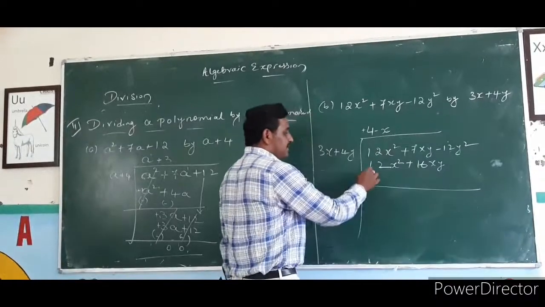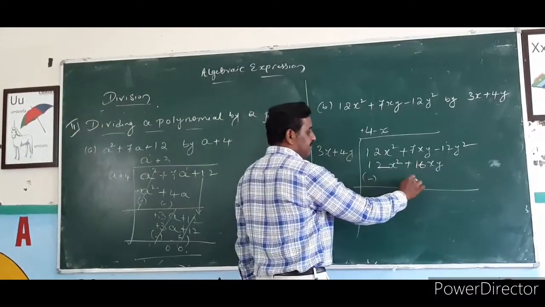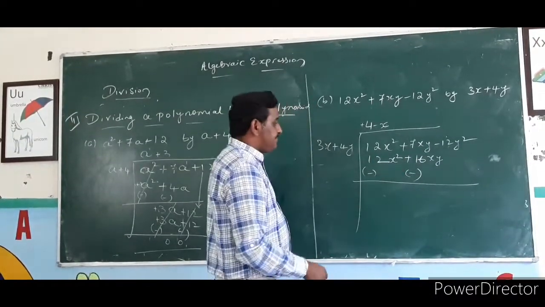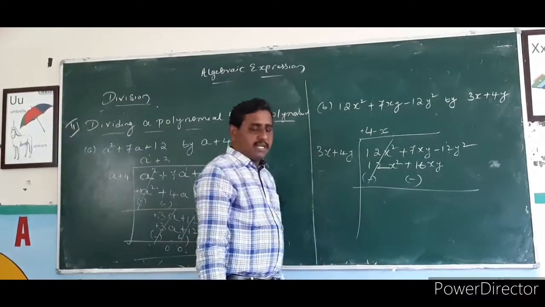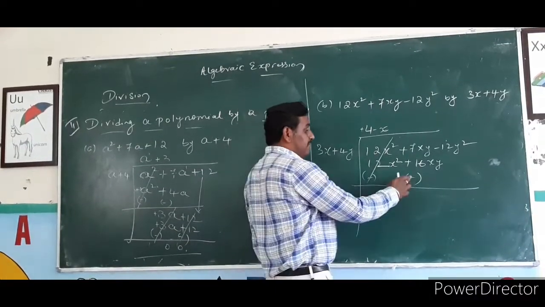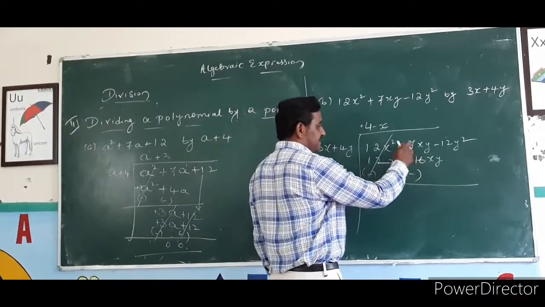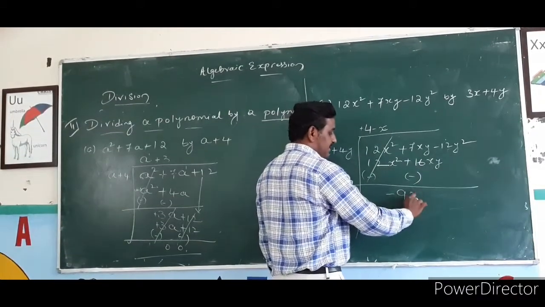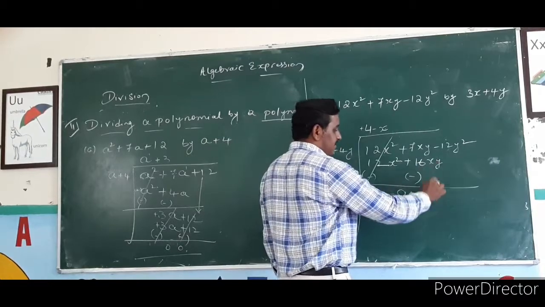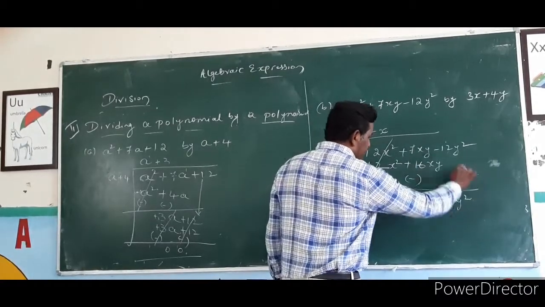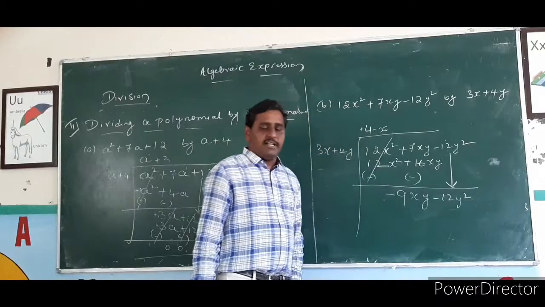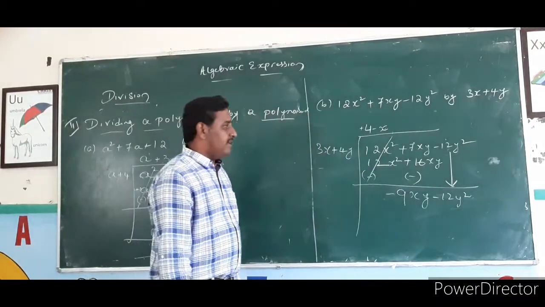Next one. This plus will become minus. This plus will become minus. So these two are cancelled. So here minus 16 is there. Here plus 7 is there. So minus 16 plus 7 will be minus 9xy minus 12y square. After this you can get the next term of the given dividend.